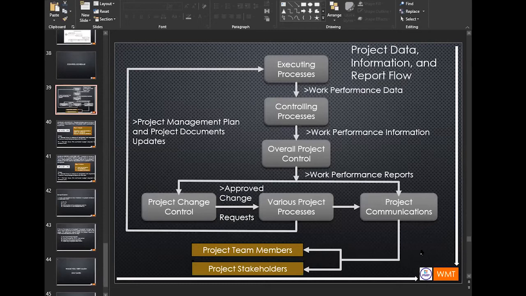Yes. So the raw data you can get from the executing processes. When you execute your plan already, you can get some data on that. For example, you do the concreting, so for this day you can see how many cubic meters of concrete you poured, and how much area you finished. This is what you call the work performance data. You will get it from the executing. The actual data.